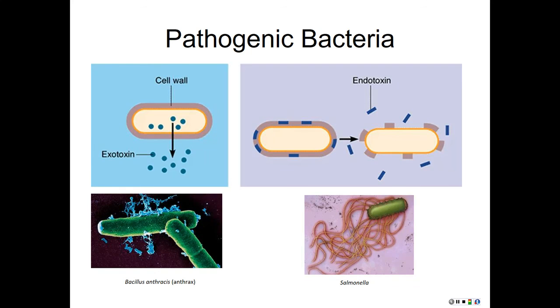But some bacteria are what we would call pathogenic bacteria. A pathogenic bacteria is one that causes disease. And there are two kind of main ways they do this. They produce diseases in us by releasing toxins, and there's two sort of types of toxins, what we call exotoxins and what we call endotoxins.